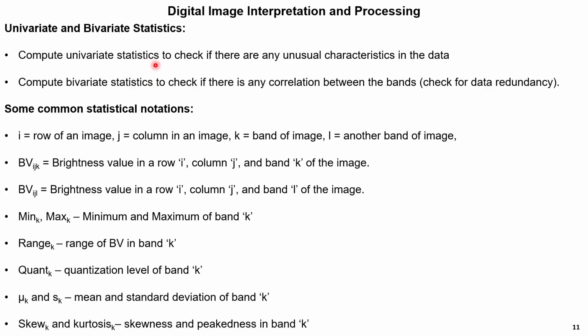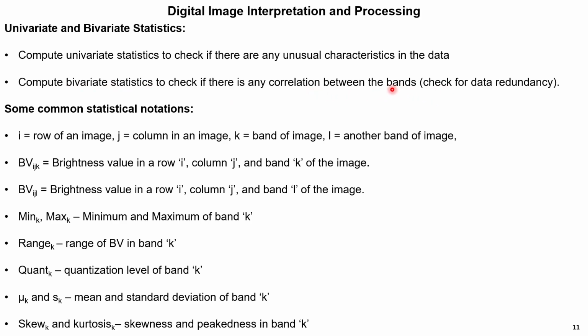In the univariate statistics, it is used to check if there are any unusual characteristics in the data. So you have mean, median, mode, minimum, maximum. All these are univariate statistics. So we can see if our data has any unusual value in it before going for any calculations. And we can also compute the bivariate statistics to check if there is any correlation between the bands.